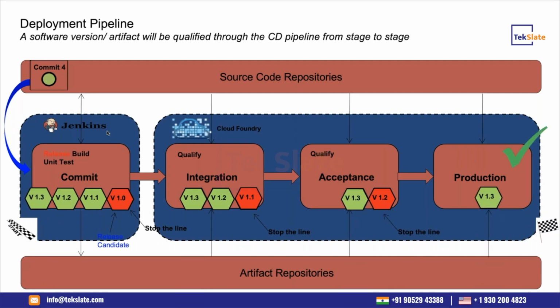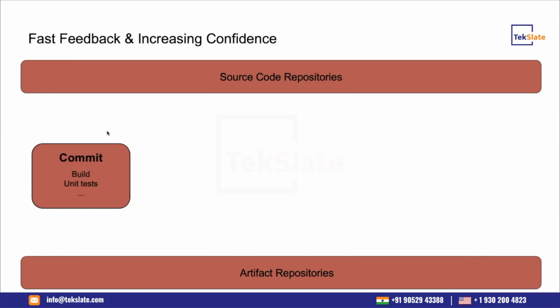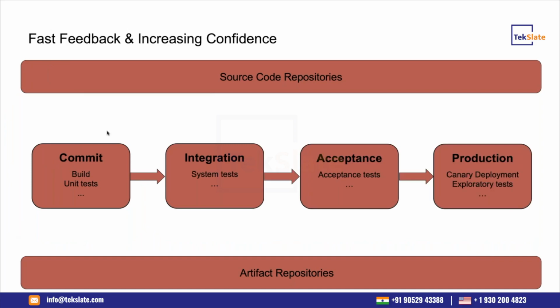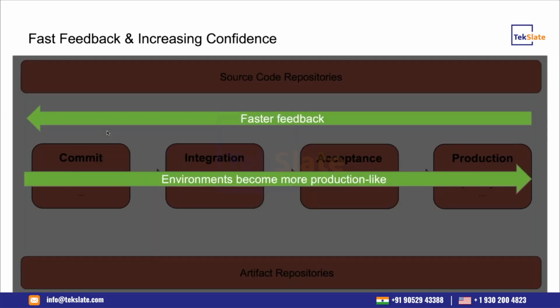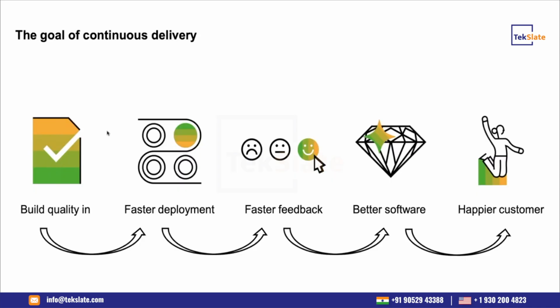And this time suppose it passes acceptance, it goes to production, and that's how CI/CD works in a visual way. And behind the scenes, obviously the tooling is there, which we'll learn in this course. So CI/CD is basically about fast feedback and increasing confidence, and that's why we do it. With faster feedback, the environment becomes more production-like because you are learning tooling like Vagrant and Ansible, and creating your environment as code. And obviously at the end, the goal of continuous delivery is building quality in, faster deployment, faster feedback, better software, and most importantly, happier customers.